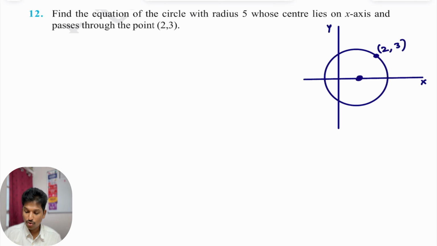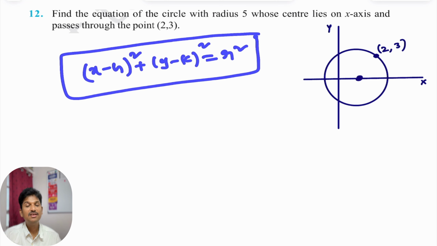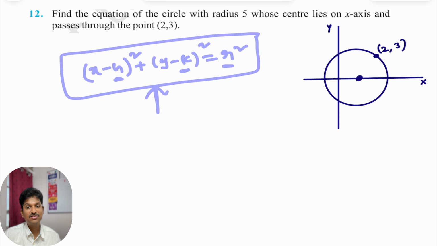Okay, you know this equation (x minus h) whole square plus (y minus k) whole square equal to r square. What do you know about this? This is the equation of a circle whose center is (h, k) and radius is r. We use this formula to find the equation of a circle, right? To use this formula, what things do you need? You need the h value, you need the k value. What is (h, k)? (h, k) is the center of the circle. What is r? r is the radius of the circle.